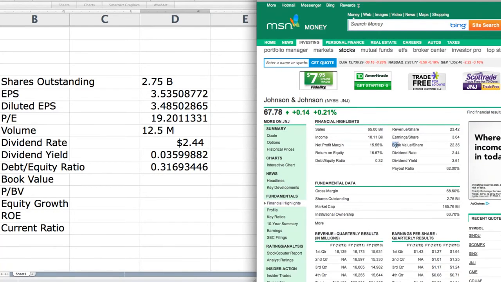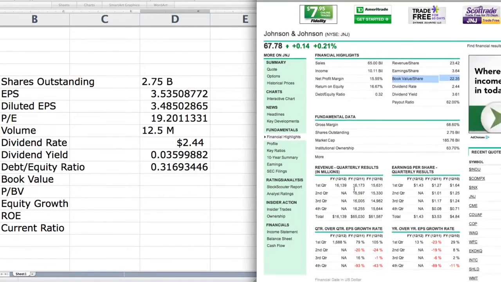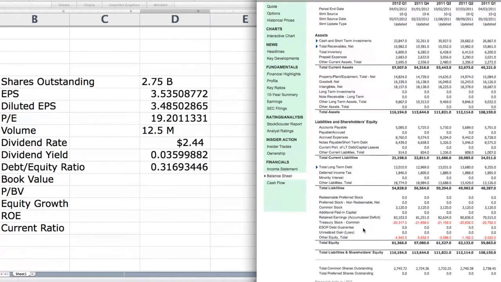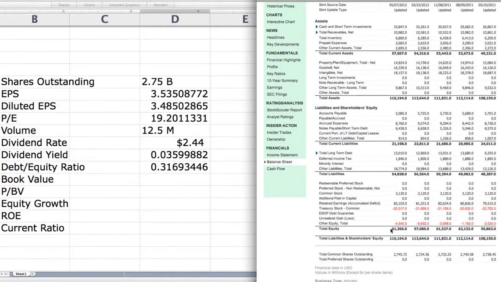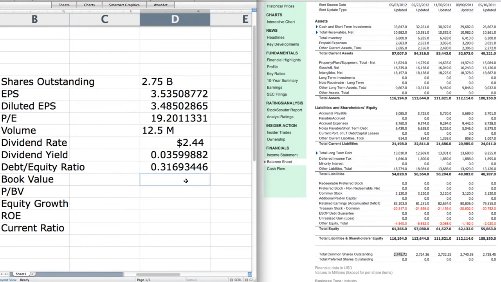You're going to see that they calculate the book value for you right here at $22.35. Okay, but you're probably wondering, how are they calculating that number? So let me show you how to calculate that number. So you go to your balance sheet, you go ahead and click there, and when you come down to the bottom, you can see that you have this total equity of 61 billion, and you have 2.7 billion shares. Okay, and all you're going to do is just divide the equity by the shares outstanding. So let's go ahead and do that.